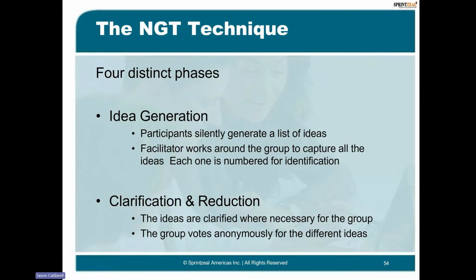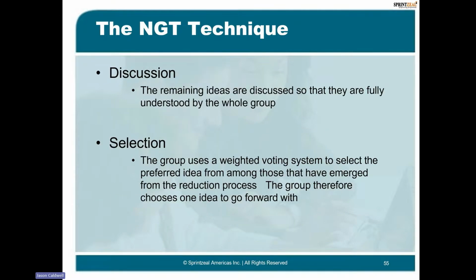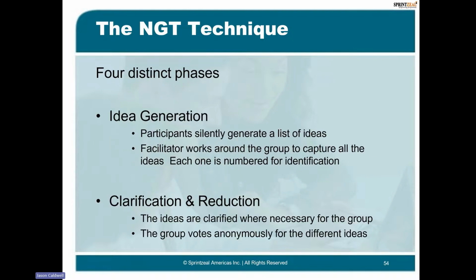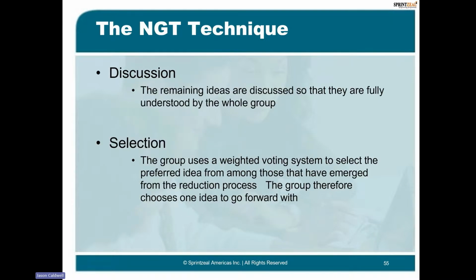Idea generation, clarification, and reduction, right? So we went through different phases. First is brainstorming, and then we move towards clarification and reduction, discussion, and finally selection. So you have many ideas, and you need to select one. So you have a voting system to select the preferred idea.